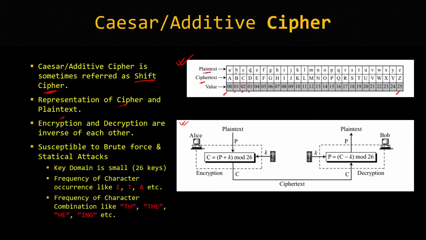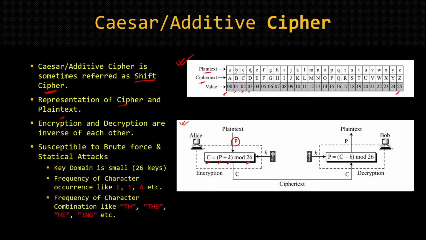Now here you see that C is the ciphertext, P is the plain text, and K is the key that we are using in our encryption algorithm, right? So how is this ciphertext generated from the plain text P? Here we take each individual character of the plain text, add it with the key, and do the mod operation with 26.